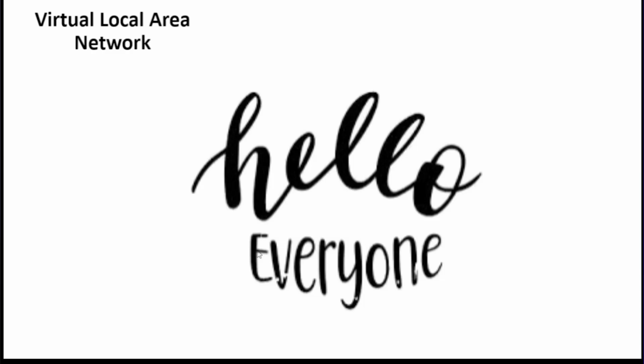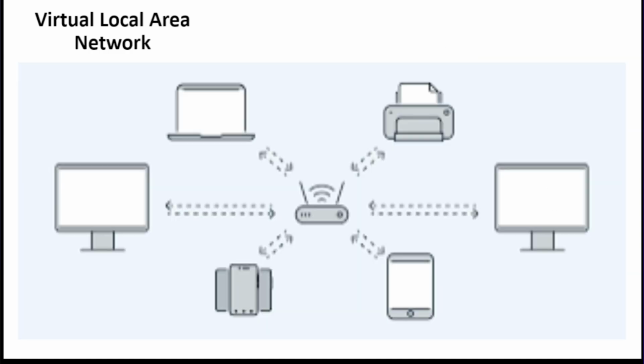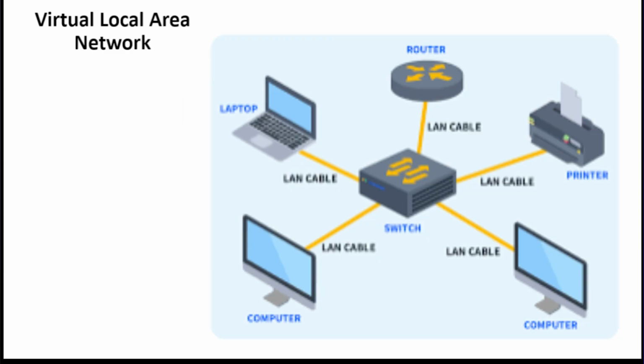Hello everyone. Today we are going to learn about a virtual local area network, which is a VLAN in abbreviation. But first of all, we have to know what we call a local area network. It's a network which is small, covering a small geographical area, like a home, office, schools, small businesses, hospitals, and other small areas. So when we are going to implement a network there, we use a local area network.